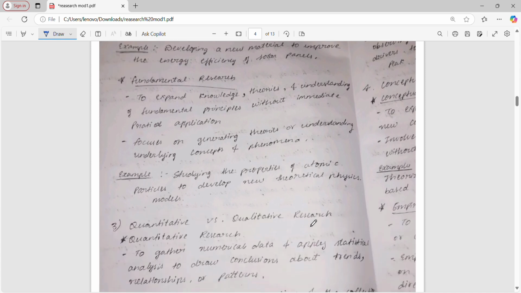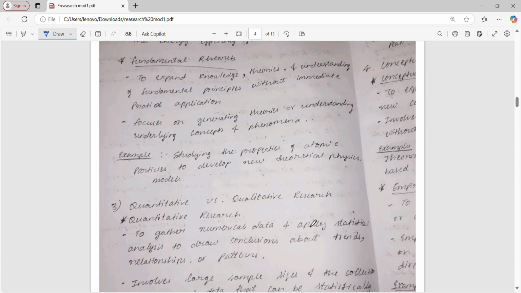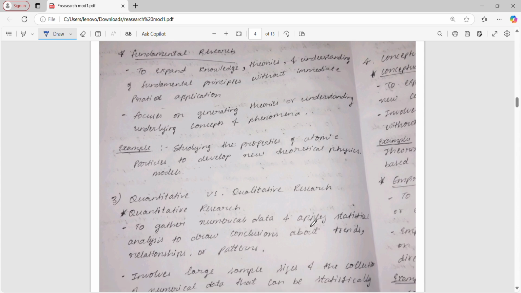Okay, fundamental research means to expand the knowledge, theories, or understanding of fundamental principles without immediate practical application. This is like theories. This is only for theory. It focuses on generating theories or understanding underlying concepts and phenomena. Example: studying the properties of atomic particles to develop new theoretical physics models.